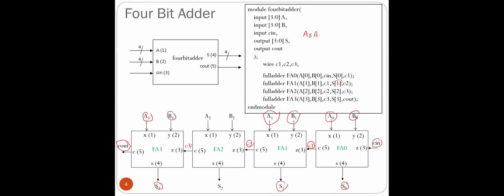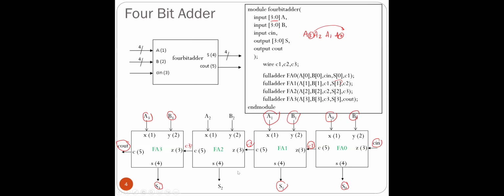So A3, A2, A1, A0, from 3 down to 0. Same thing for B, 3 down to 0. Cn is a single bit, input Cn. Output also: the S is 4 bits, starting from 3 down to 0. Then output Cout, close the parentheses, semicolon, end module.